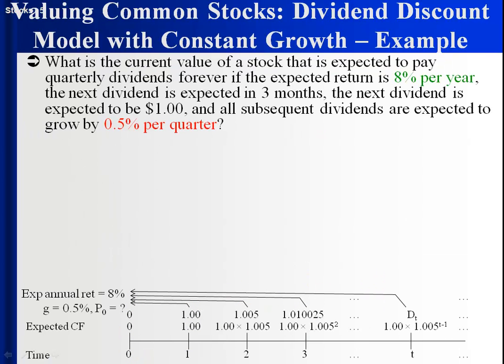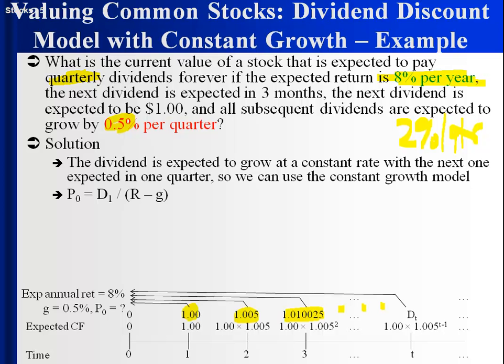So we want to know the value of a stock that's expected to pay quarterly dividends. Expected return is 8% per year. So what do we know about that? We know that that is 2% per quarter. And we know that the next dividend is expected in 3 months, and that's going to be $1. And after that, all subsequent dividends are expected to grow by 0.5%. So we expect it to go from $1 to $1.005, a little bit more than $1.01 forever and ever. What's the value of this stock?